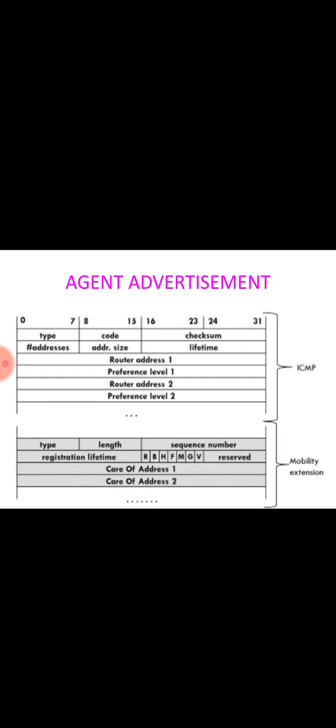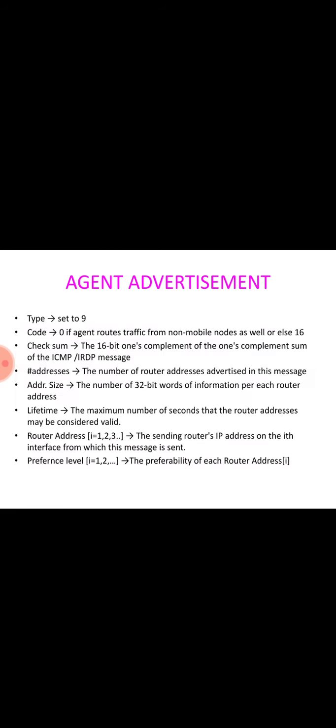So as you can see here, the upper packet is the Internet Control Message Protocol and the lower part is the extension needed for the mobility. And these are the fields in the upper part, that is type, code, addresses, lifetime, router address and preference list. For example, the type will always be set to 1 and code will be 0 if the agent routes traffic from non-mobile nodes also, otherwise it will be 16.